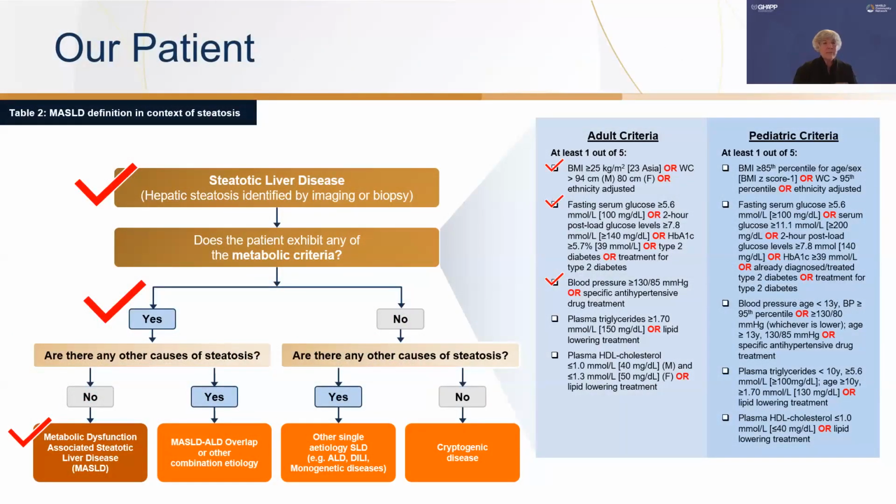So getting back to that algorithm, I am a big algorithm girl, love it, think it's awesome when I can check stuff off. So we're here with our patient JP, and we've seen with imaging that he has steatotic liver disease. Yes, there are other causes of steatosis. He has an elevated BMI. He is pre-diabetic. He is on antihypertensive medication. And so, yes, this does suggest that he has metabolic dysfunction associated steatotic liver disease or MASLD.